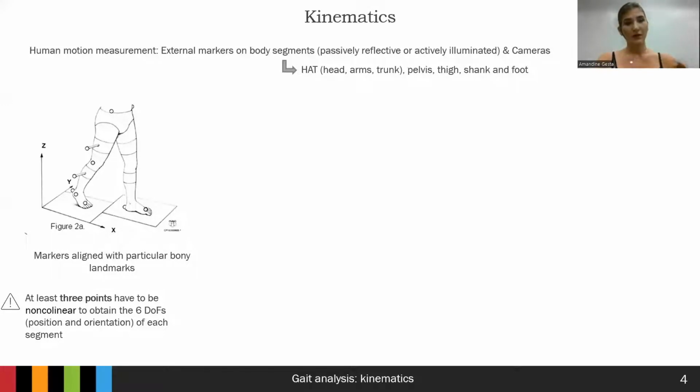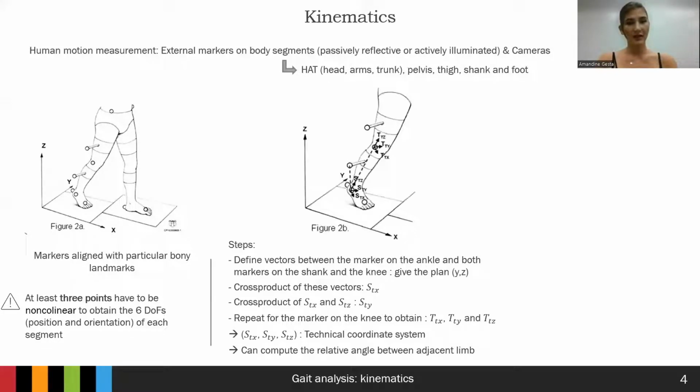Once you have positioned all the markers, you can make some mathematical calculations to define a reference frame. So first you need to define a vector between the markers, for example, here the ankle. You need to define one vector between the marker of the ankle and the one of the knee, which is the first vector of the reference frame, the STZ.